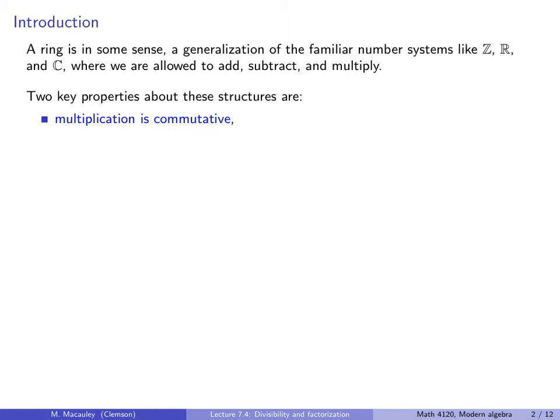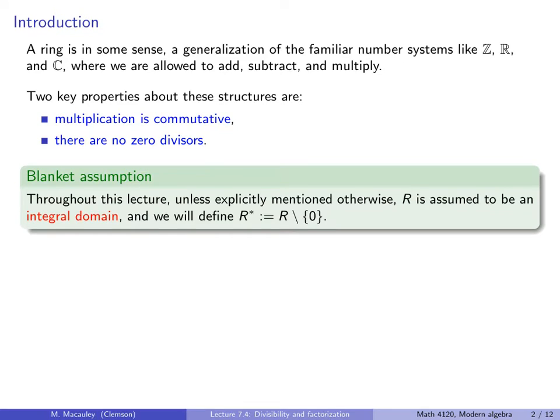Two key properties about these familiar structures are, first, multiplication is commutative, and second, there are no zero divisors. Well, other than 0, obviously. So here is a blanket assumption that we will make throughout this lecture and the next one. Unless we explicitly mention otherwise, R is assumed to be an integral domain, and we will define R star to be the ring without 0. So in other words, R has these two properties. Multiplication commutes, and there are no non-zero zero divisors.